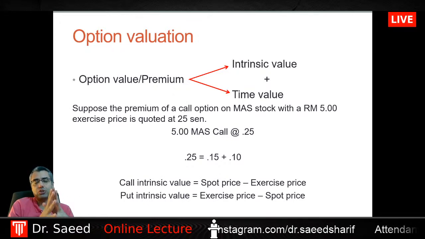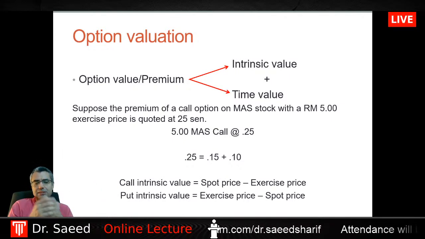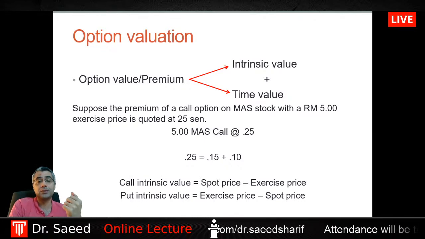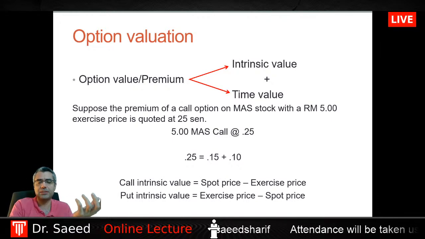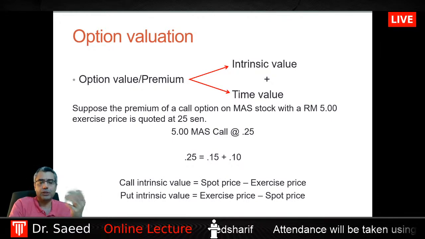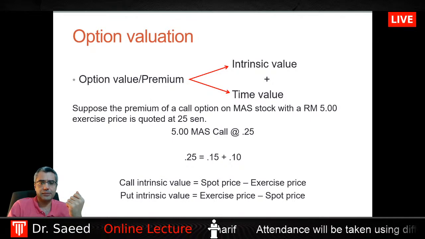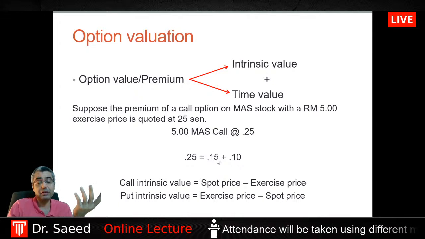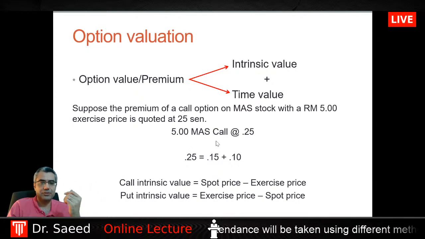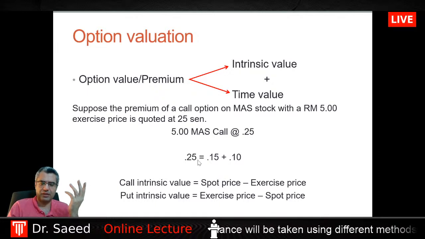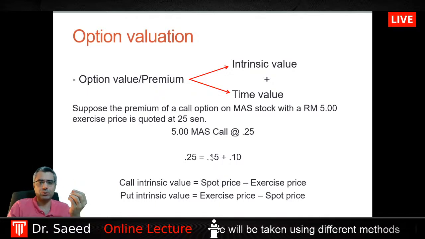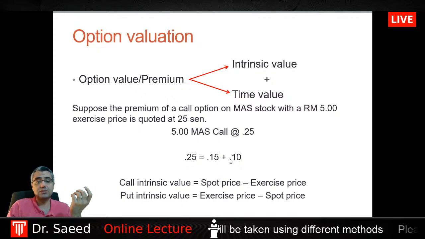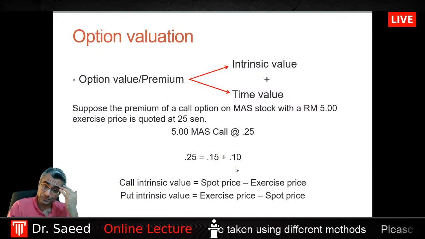And at maturity, the time value will be zero, because it's the last day. What is reflected in the premium is just the intrinsic value. So at maturity, the option price is the intrinsic value. These are the two components. For example, suppose the price is 25 cents, then you compute the intrinsic value and you see it's 15 cents. This means the time value is 10 cents.